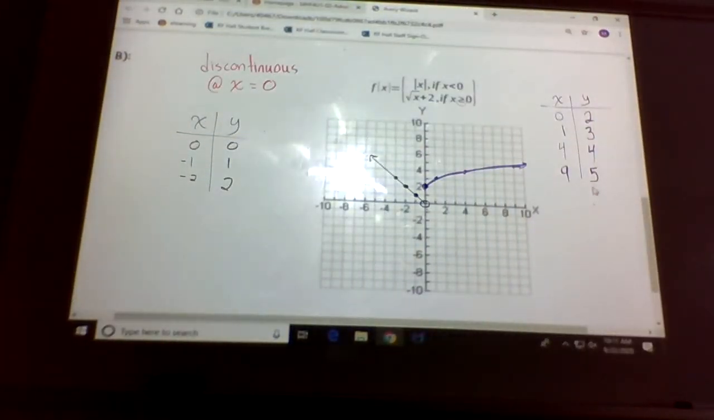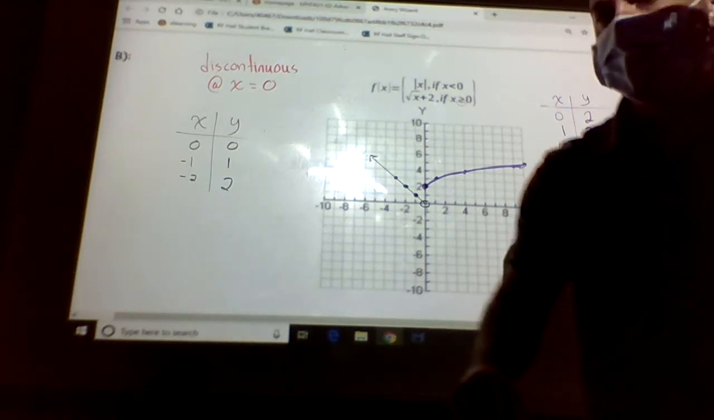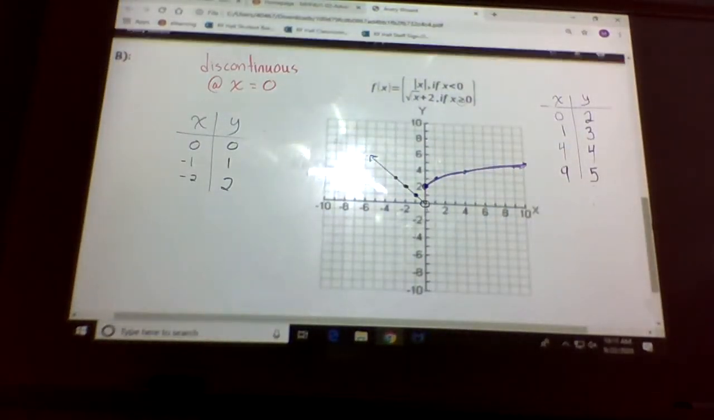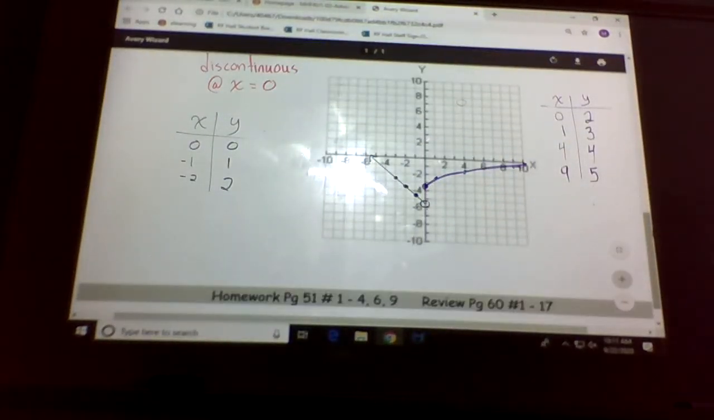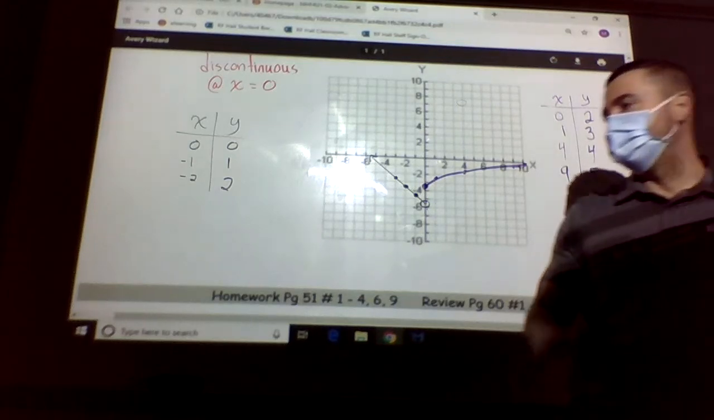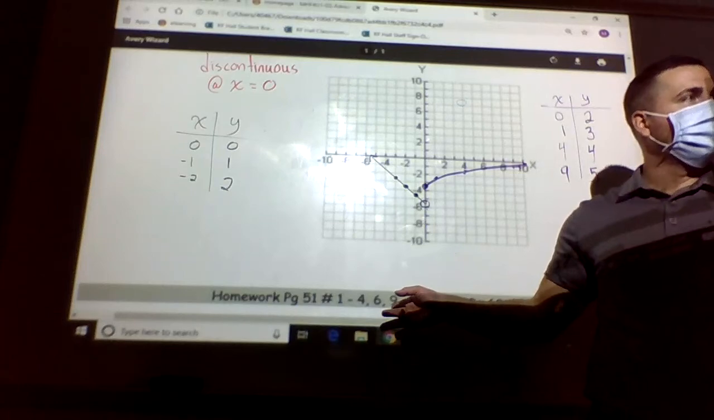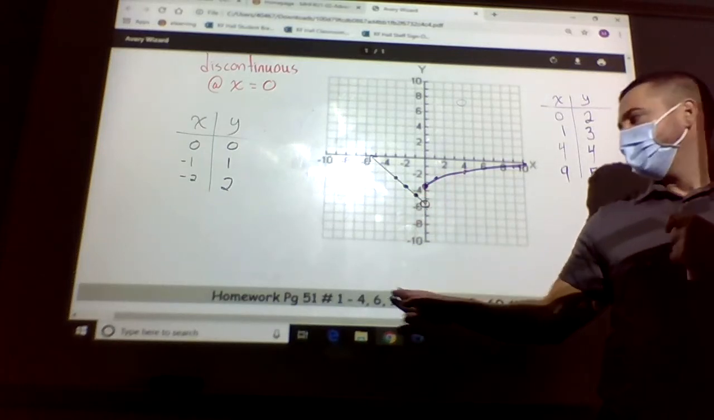Is the homework at the bottom of the page? Some of you have it, some of you don't. You don't have it? Okay, I'll just put it here. I keep forgetting I gotta list it here. So the homework, you have another 35 minutes. Page 51, 1 to 4, 6, 9. It's not very difficult, just a bunch of graphs for this.